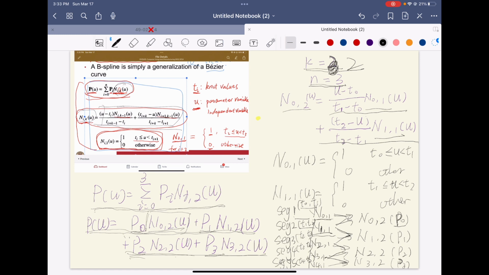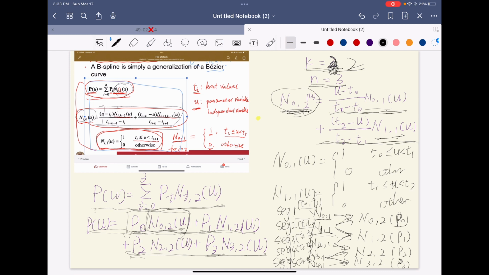First, we do the first component. So we need to know N0,2(u). From the equation, N0,2(u) consists of 2 parts: one is N0,1 and one is N1,1. That means we use N0,1 and N1,1 to describe N0,2.